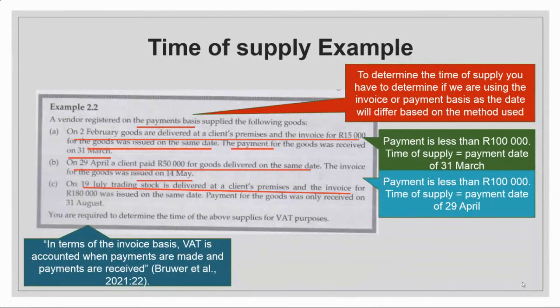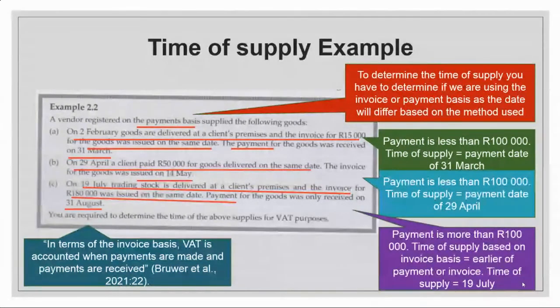Now the last one, trading stock was delivered and the invoice was issued on the 19th for 180,000 and the payment only occurred on the 31st of August. But because this one is more than 100,000, our time of supply goes back to the earlier of your invoice or your payment. In this case, the earlier of the two was the invoice date, which was the 19th of July. So that is the difference between if the accounting basis is invoice basis versus payment basis.